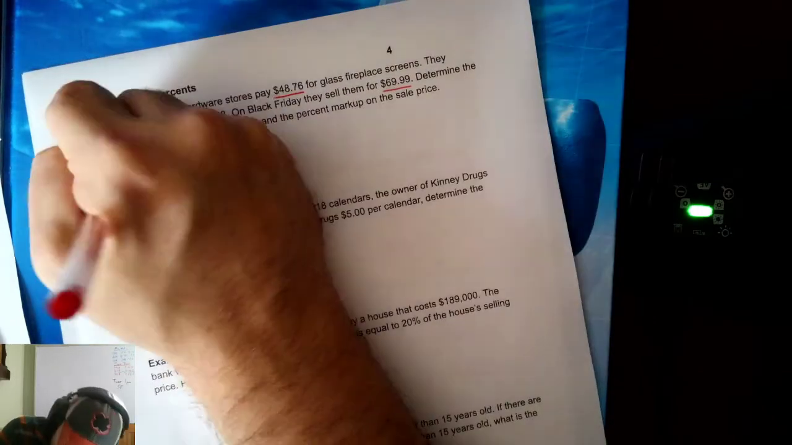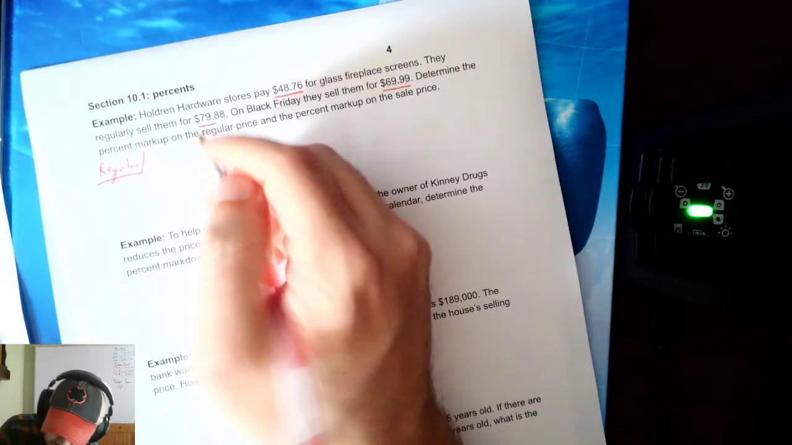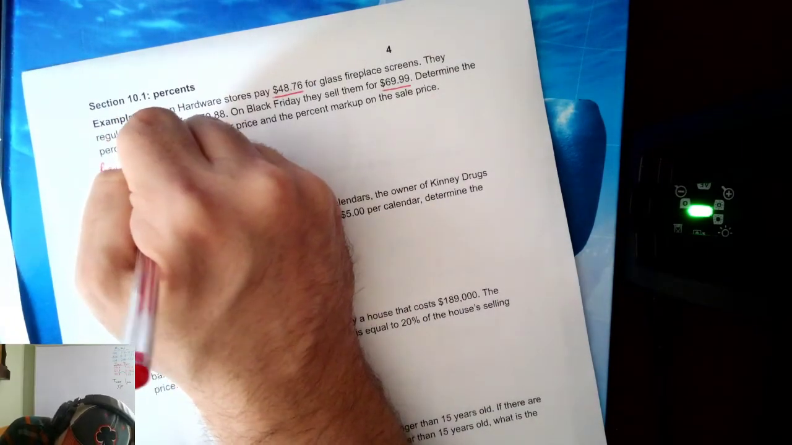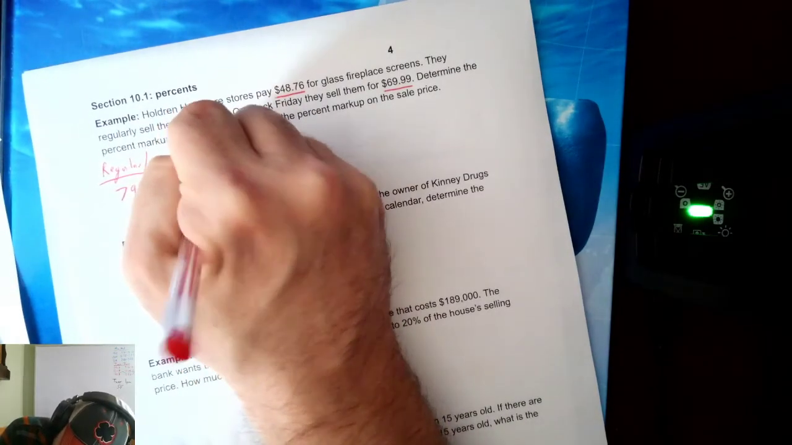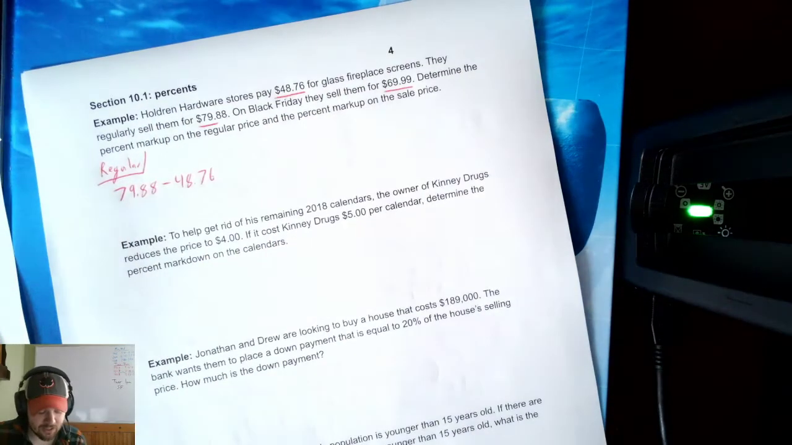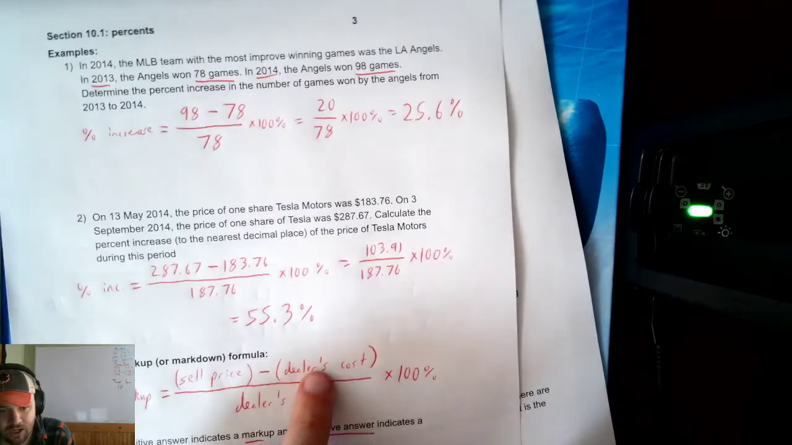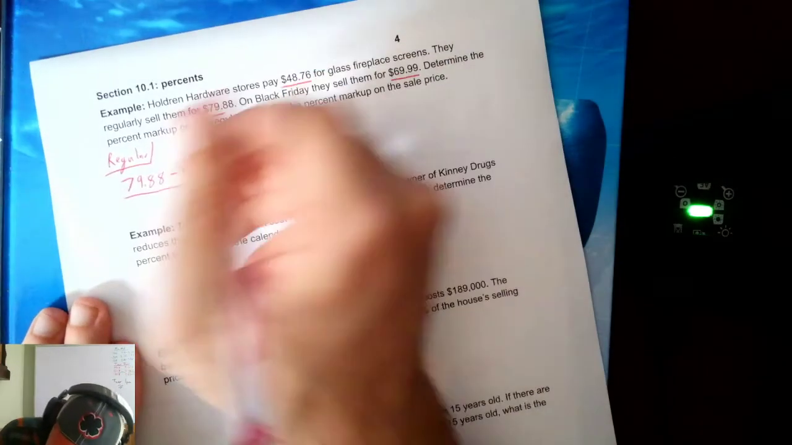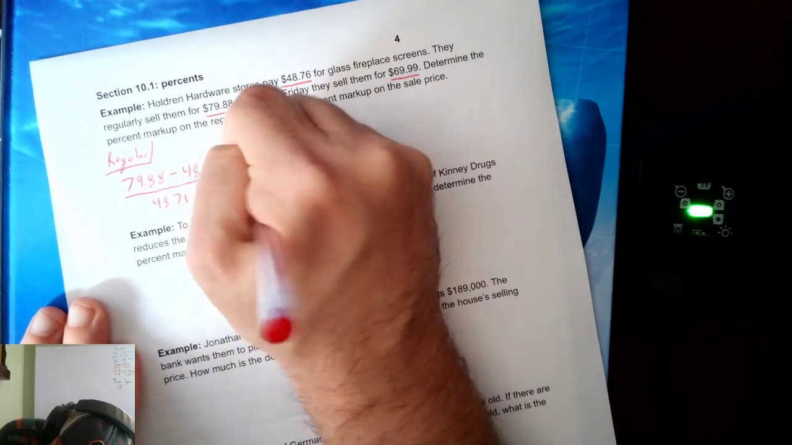Let's do the regular first. The regular price is $79.88 minus the dealer's cost, $48.76, right? It's sell price minus dealer's cost, and then I divide by the dealer's cost, which is $48.76, and I multiply by 100%.